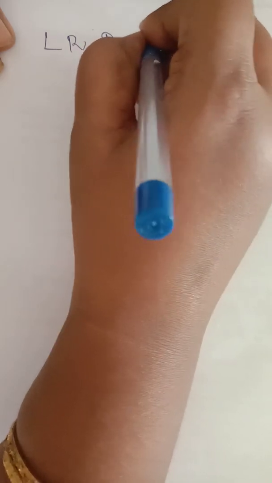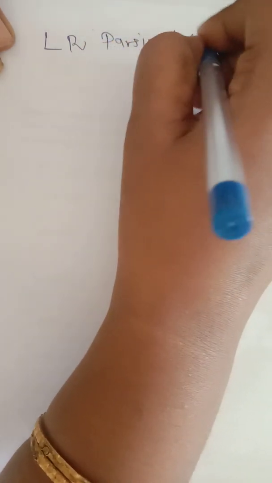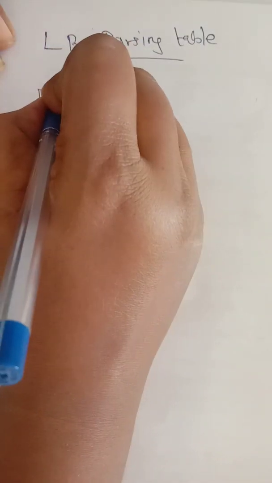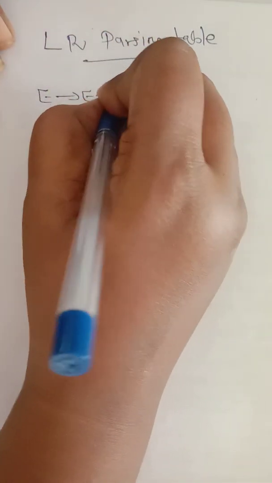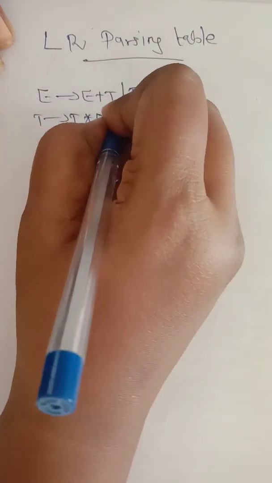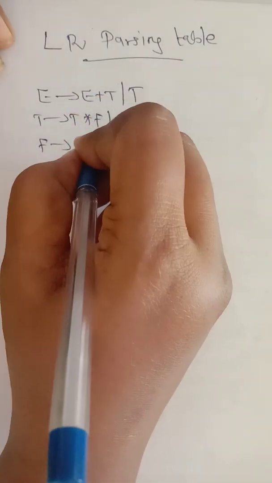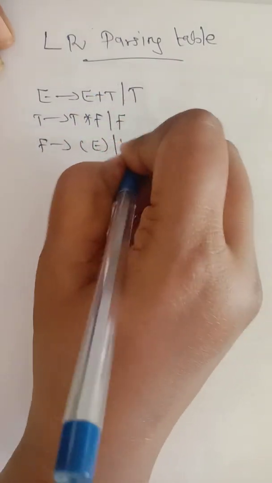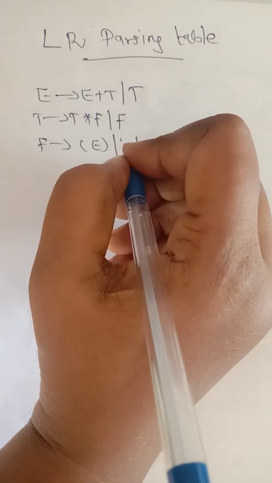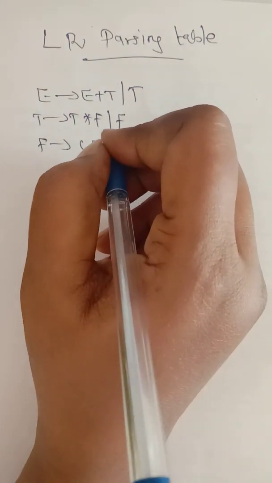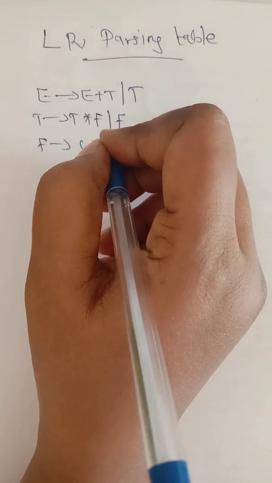In this video, I will show how to construct an LR parsing table. Example: here the given grammar is E goes to E plus T or T, T goes to T star F or F, F goes to open bracket E close bracket or ID. So how do we construct the LR parsing table for the given grammar?